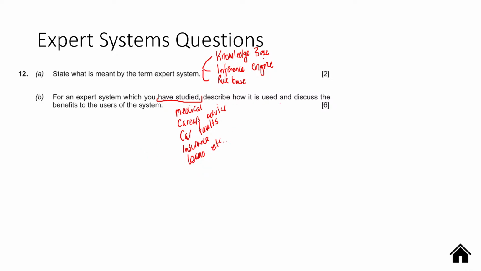Now it says describe how it is used and discuss the benefits. So how is it used? You might say questions are asked first. So questions are asked. Input from the user. I'm being very brief here. You would obviously write this in full sentences. Questions asked. Input from the user. And then we process.